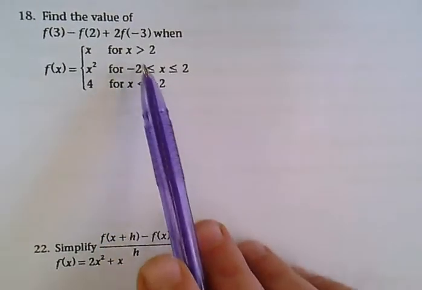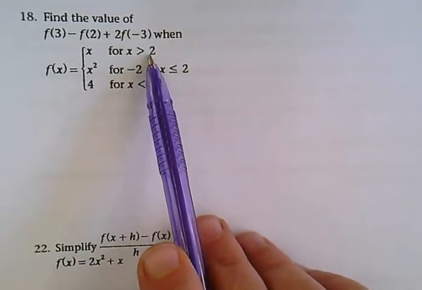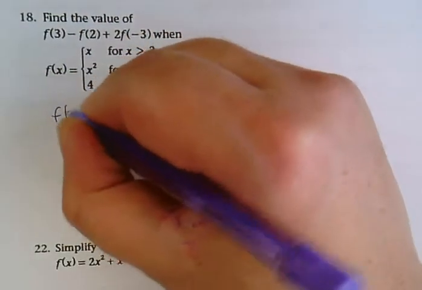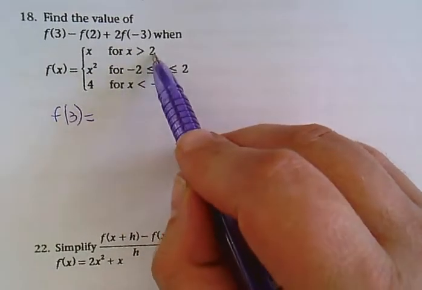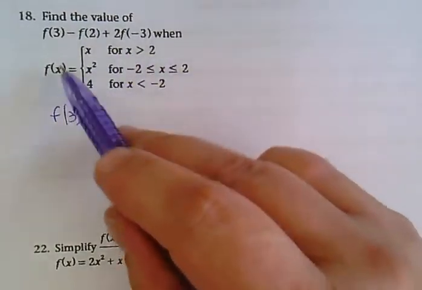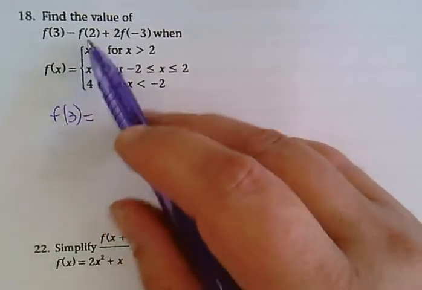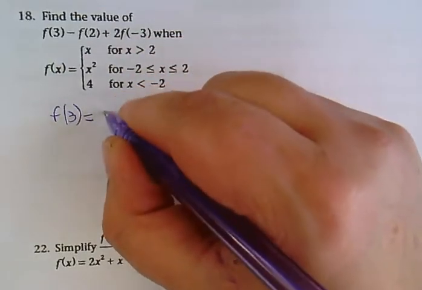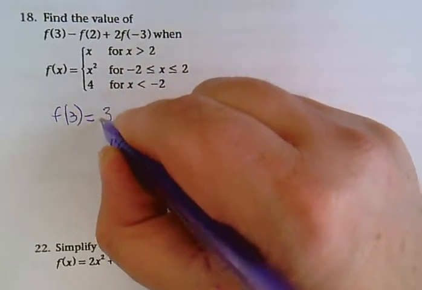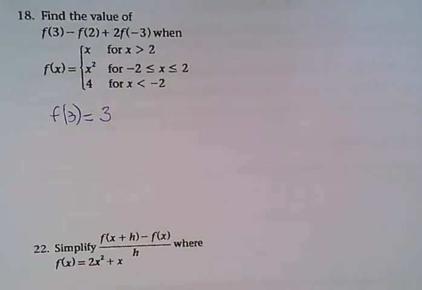When x is 3, I'm going to go f of 3 equals x for values of x greater than 2. Now 3 is greater than 2, so f of x equals x for values of x greater than 2. So f of 3 equals 3. X, but x is 3 in this case.